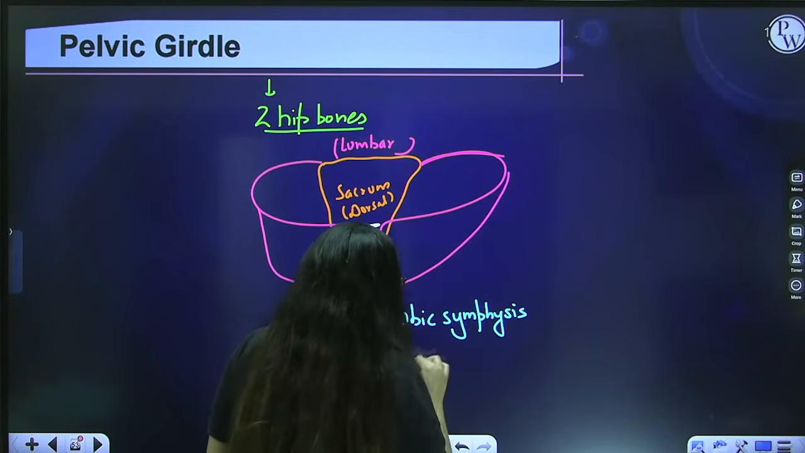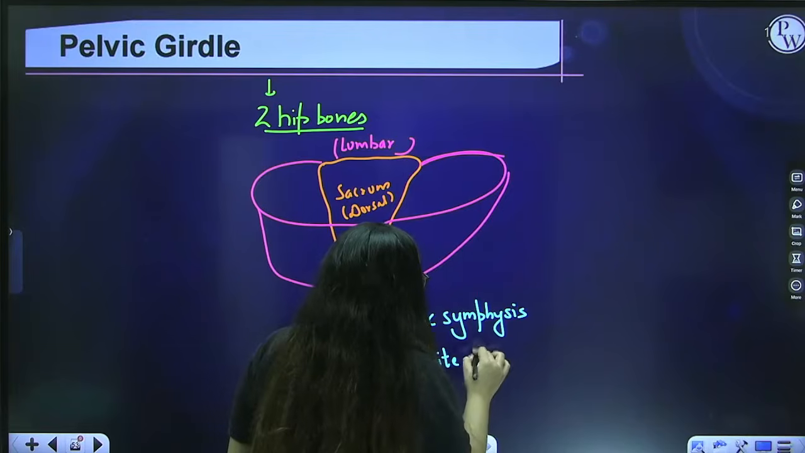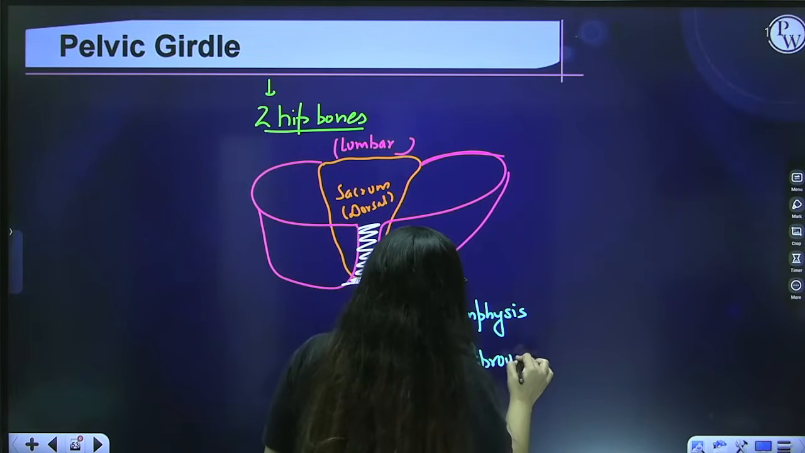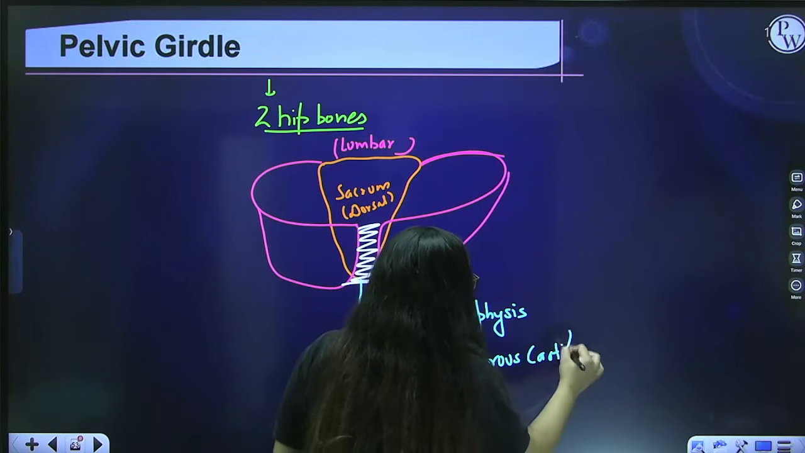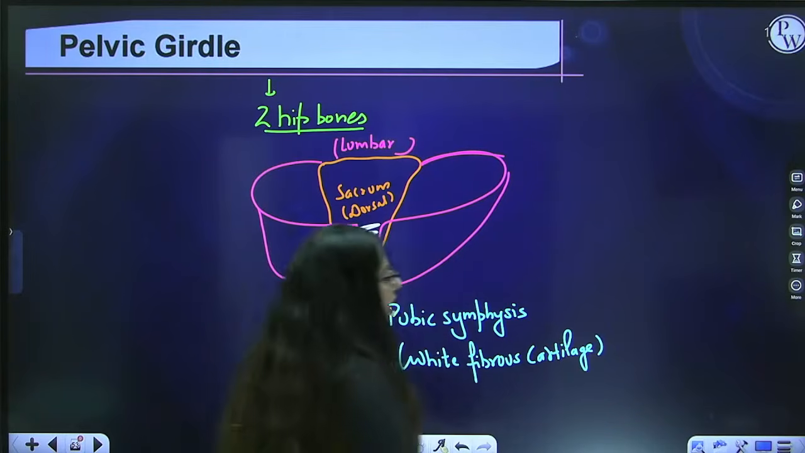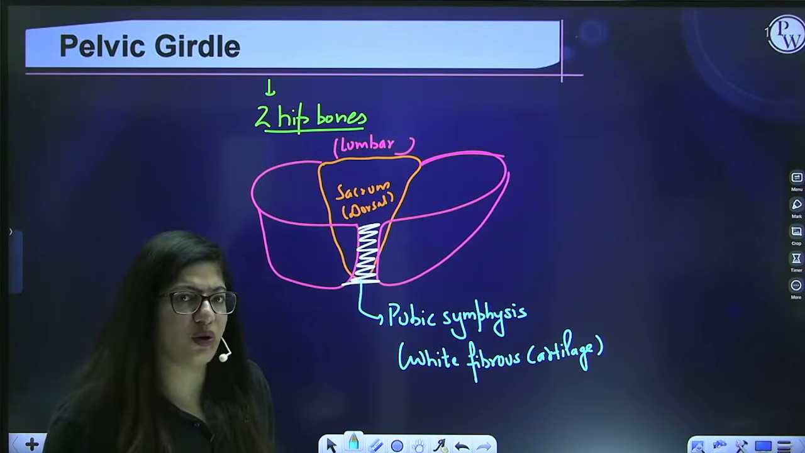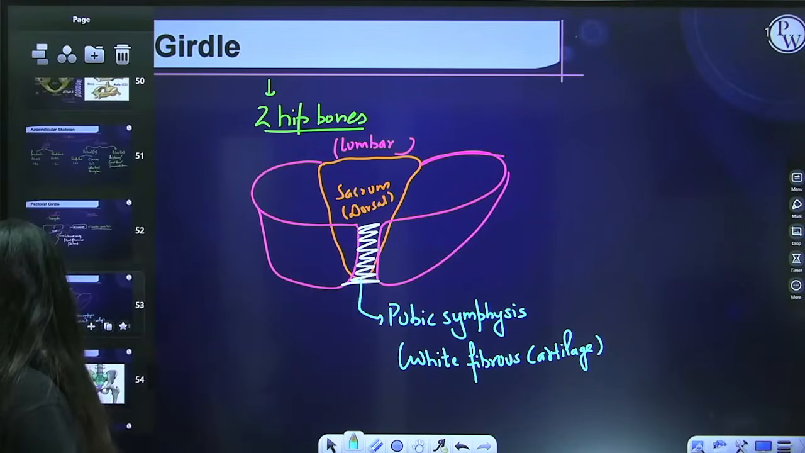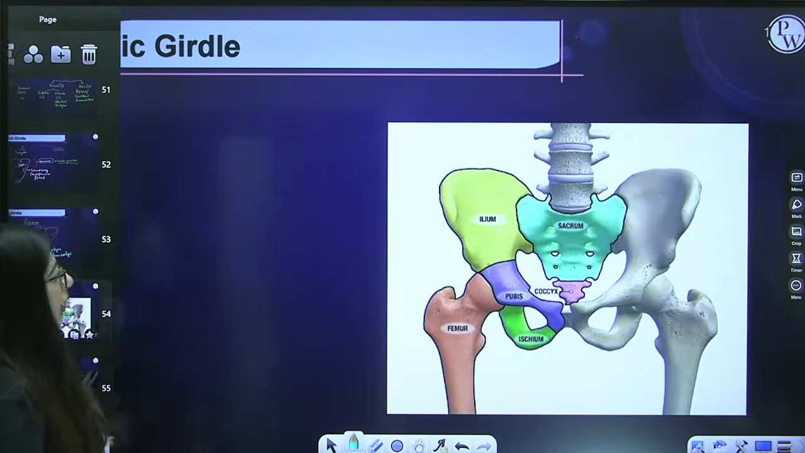So pubic symphysis is made up of white fibrous cartilage. So it's also a type of a joint. As I've told you, the cartilages are usually present in the joints. Next, what is a hip bone made up of?